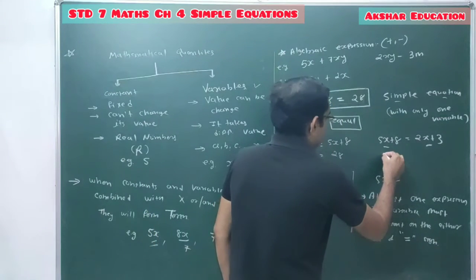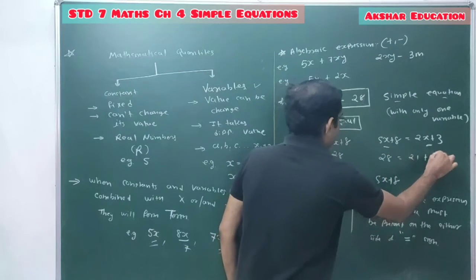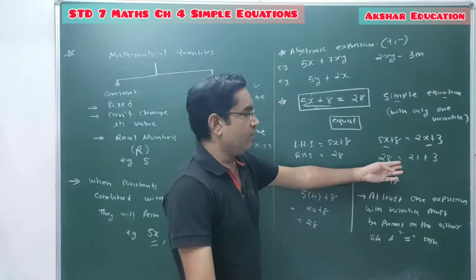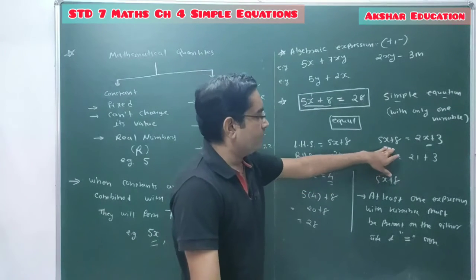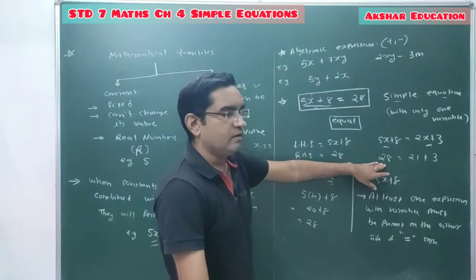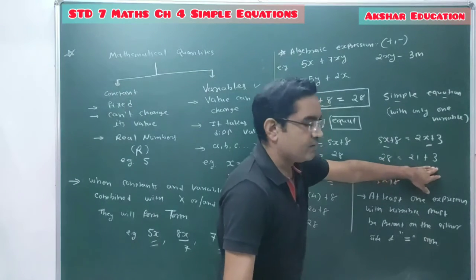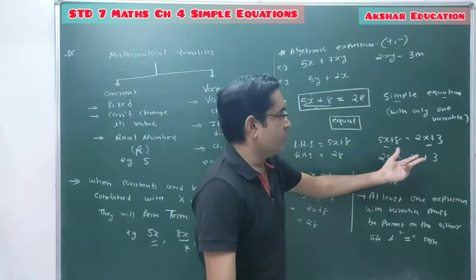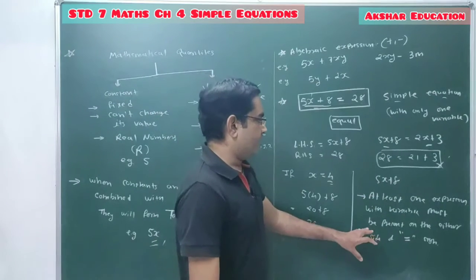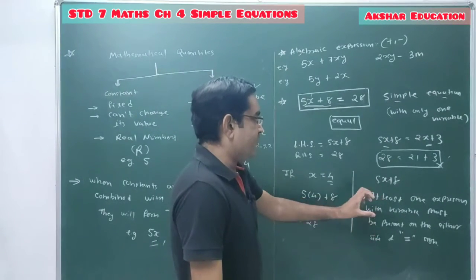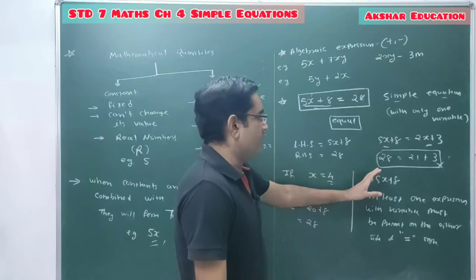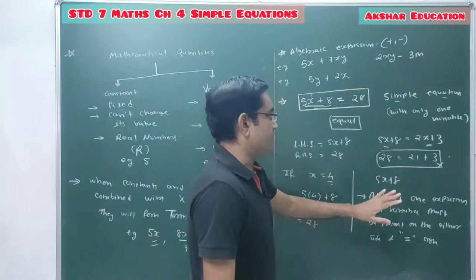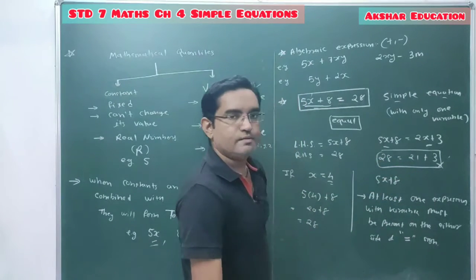But what about this? If you are taking 28 equal to 21 plus 3, this is an equal to sign. So can we say this is an equation? No. Why? Because on the left hand side, one term is there without any variable. On the right hand side, 21 plus 3, constant terms are there without any variable. So no variable is there. So the condition is at least one variable must be present on either side of the equal to sign. Here no variable is present, and that's why we can't say this one is an equation.